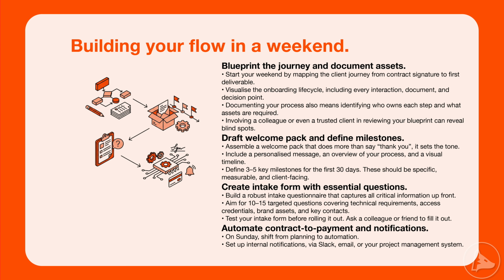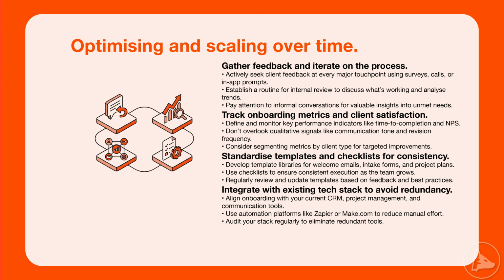The rule here is simple. Start with the essential automations, then iterate. Don't try to build a perfect system on day one. Build a working system you'll actually use. Once the flow is live, the real improvement starts.